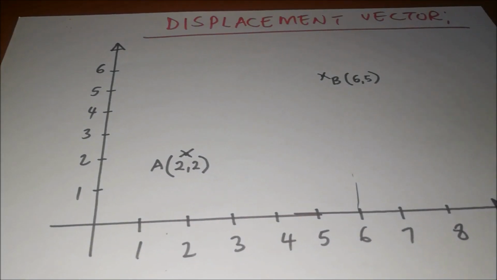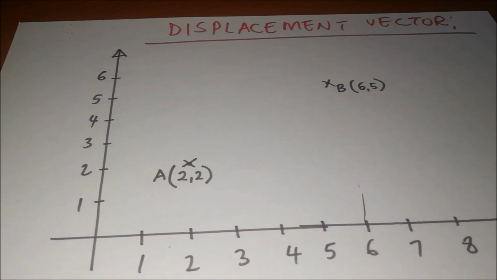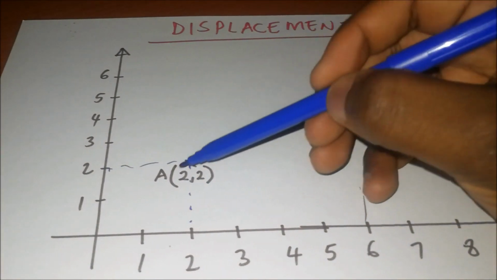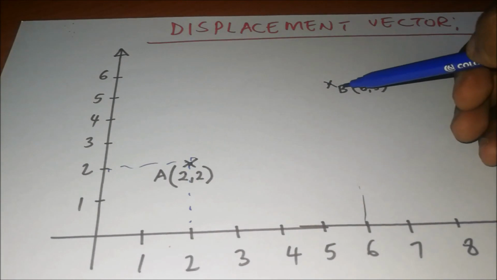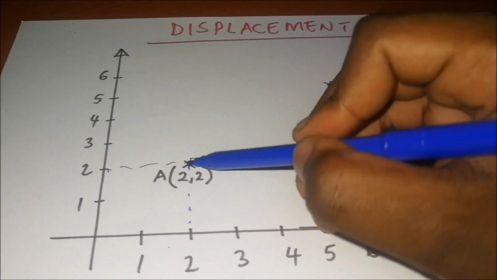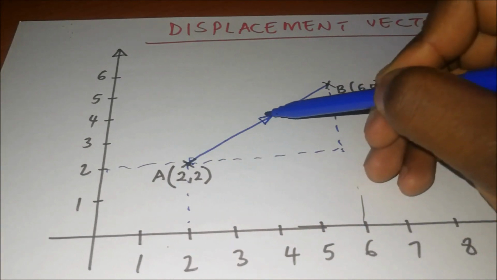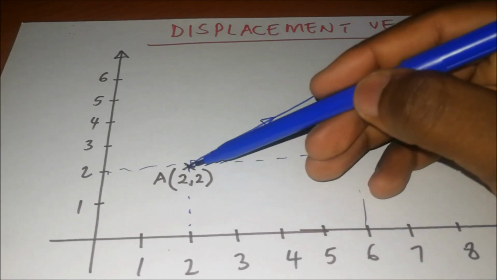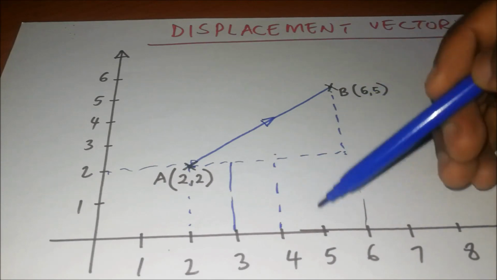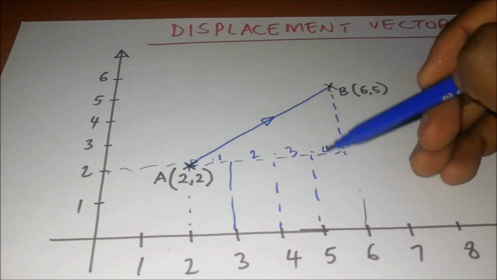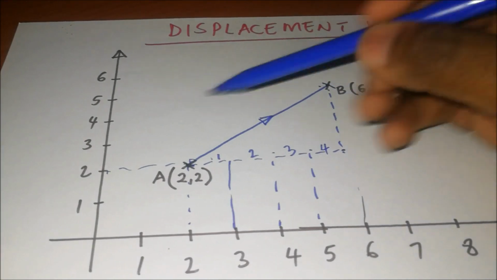Now we have such a thing called a displacement vector. A displacement vector moves from a specific point to another point. For example, we have point A right here. If I'm to move from point A to point B, we have this right here. Let me draw a line segment right there. It means I'll have to move 1, 2, 3, 4 steps in the x direction, then move from here to there.